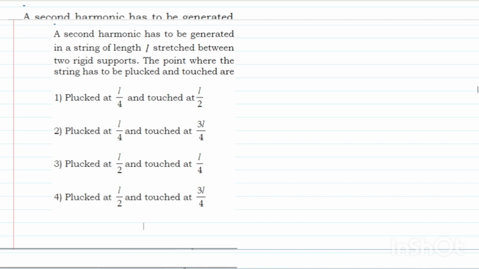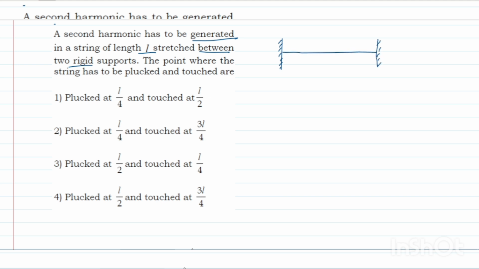Let us see the next question, students. Here a second harmonic has been generated for a string of length L, stretched between two rigid supports. These are the two rigid supports, and the length of the wire is given as L. They are asking the point where it will be plucked and touched. Here it is going to produce the second harmonic, which means it's going to produce two loops like this.